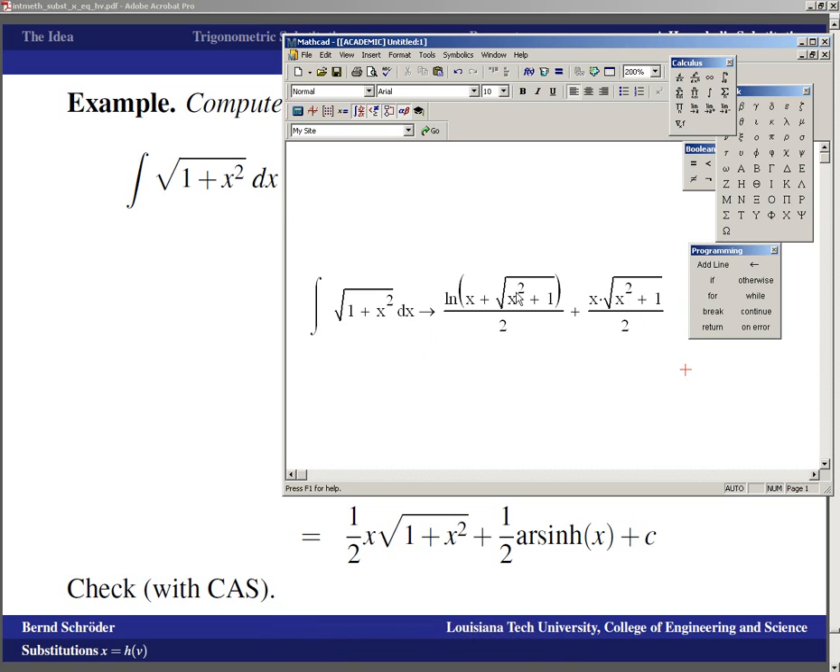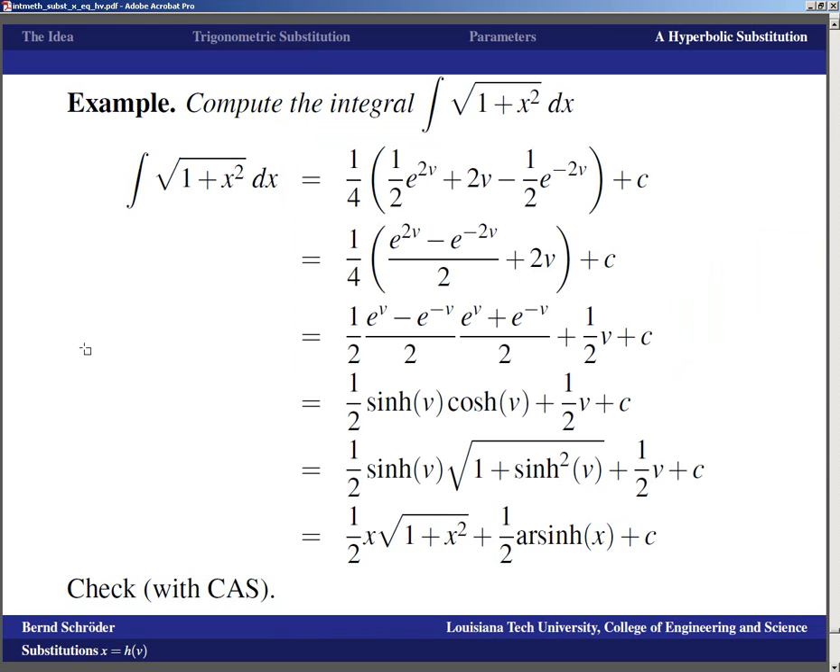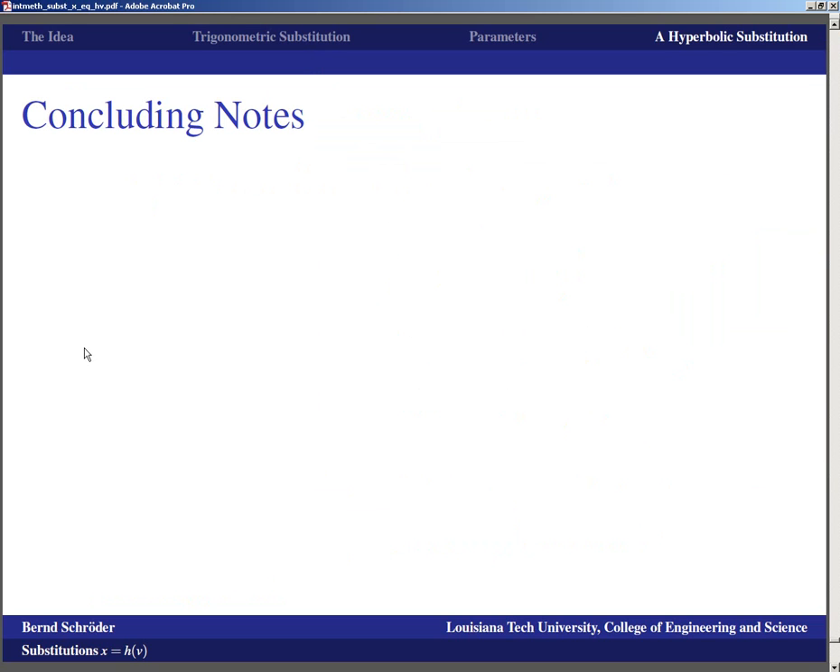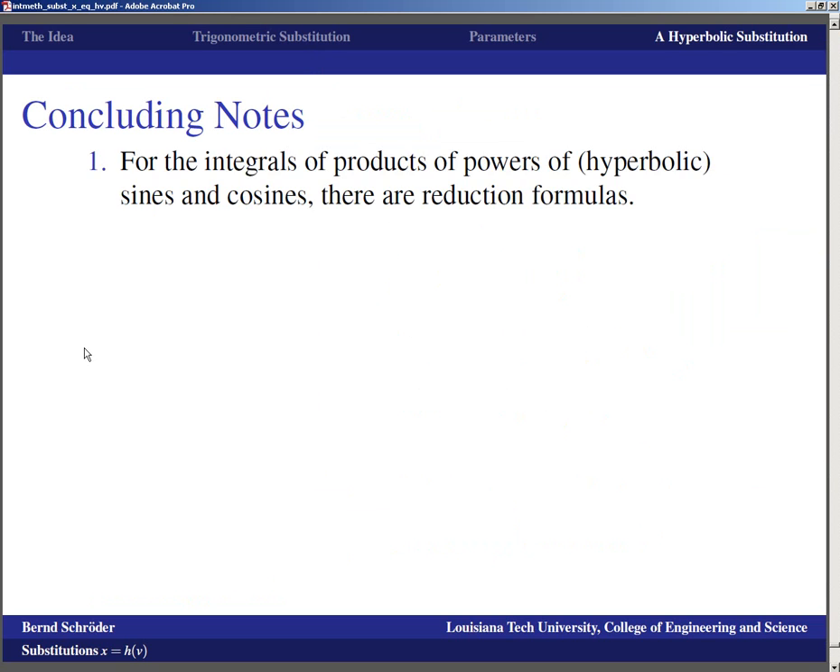Then we've got this ugly logarithmic term, and it turns out that this is the logarithmic representation of the inverse hyperbolic sine. When you're dealing with these integrals, you often end up either with inverse hyperbolic functions or with certain logarithmic representations. Either way, you don't want to be surprised by those things. It turns out that this is actually correct. Okay, so that was our hyperbolic substitution.